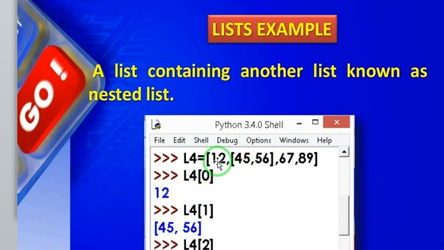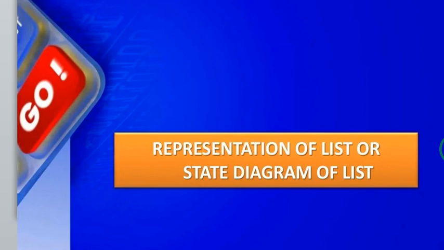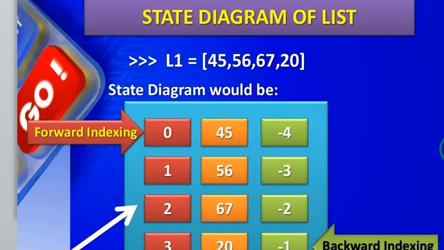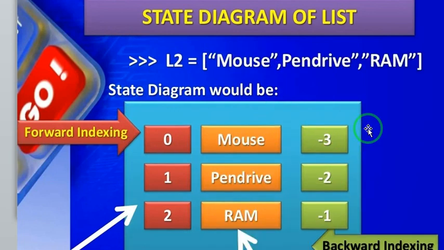This is also another example where, let's say, if you're printing 1, so 0, 1, 1 is that list, so it prints the entire list. 2 is 0, 1, 2, 67. It prints 67 when we're doing L4 of 2. This is forward indexing 0, 1, 2, 3, and as we see the numbers are increasing, and negative indexing, also called backward indexing.